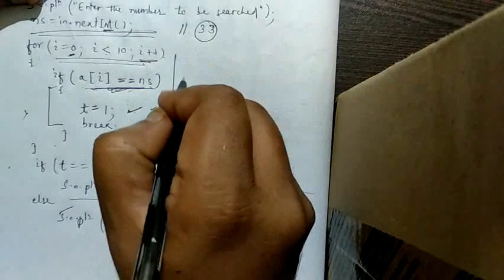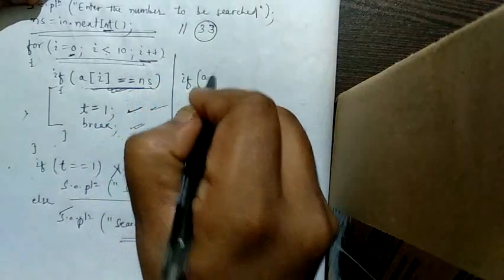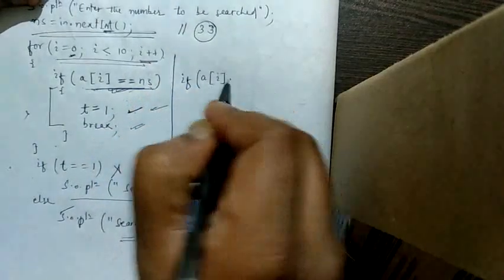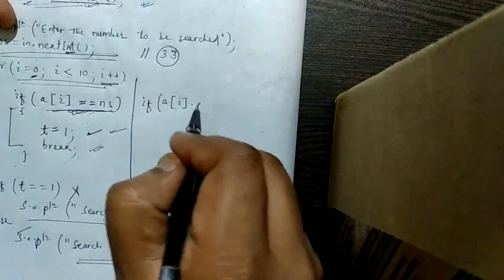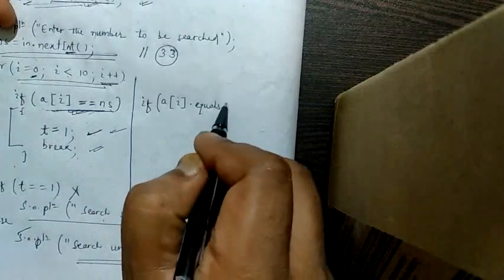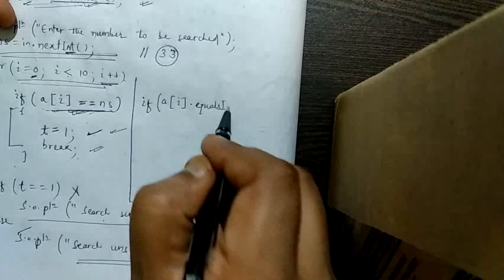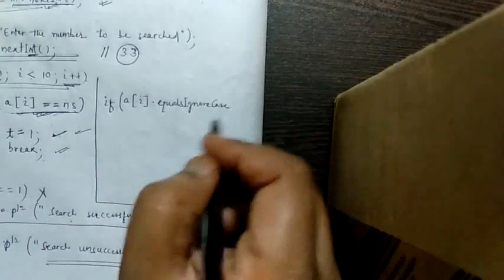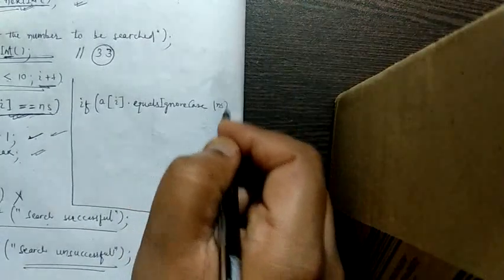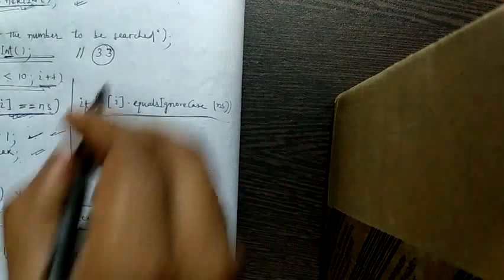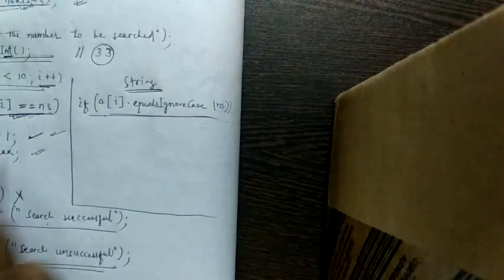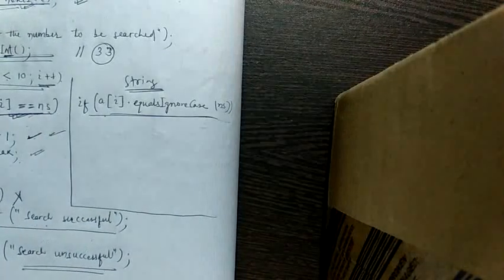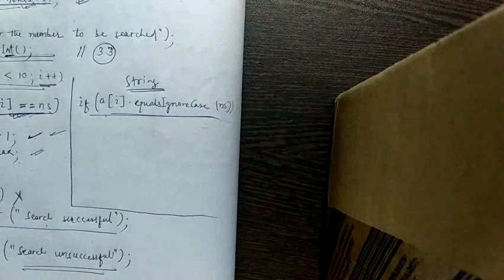So here this condition will be written as if a of I dot equalsIgnoreCase, and in brackets you will write ns. So this condition will be changed in case of a string array. Just remember that. The remaining part will be the same. In the next video I will explain about binary search.